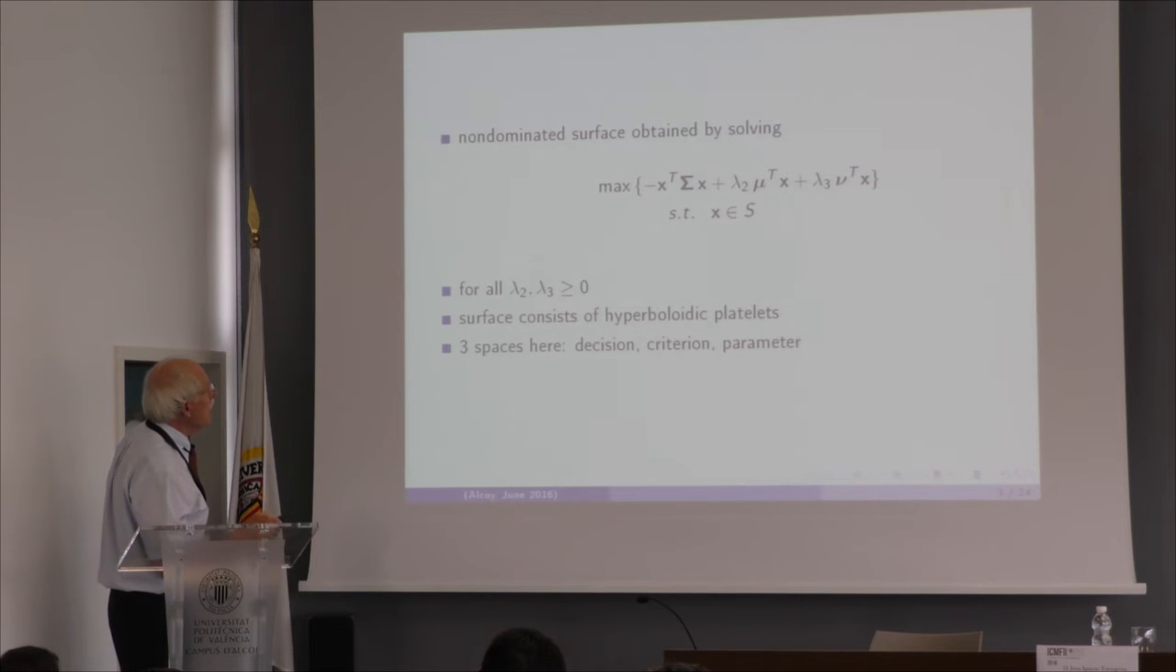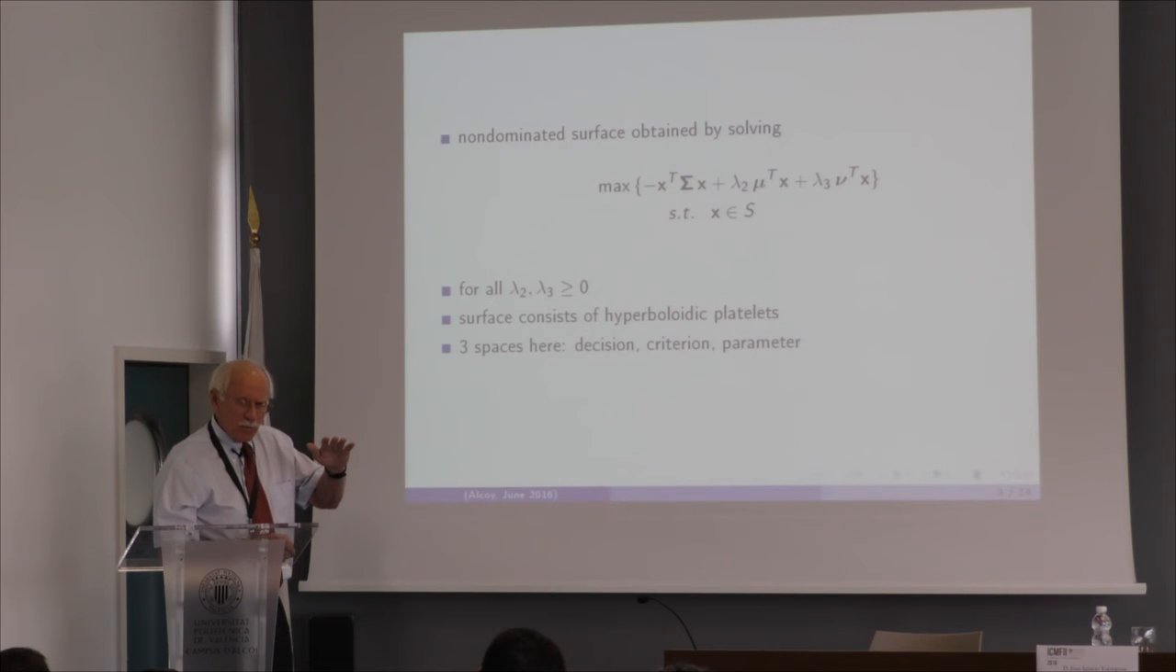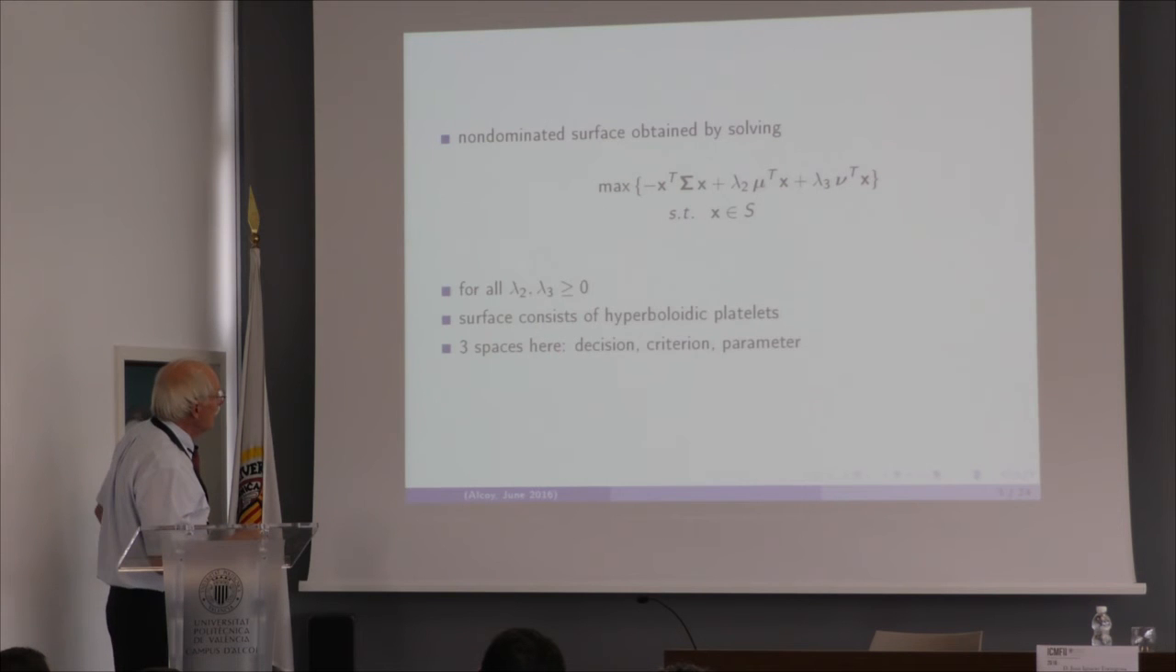Now the surface of this problem consists of hyperboloidic platelets. They're like the back of a turtle. They're plates and they have this hyperboloidic curvature to them. And here it's clear now that in trying to solve this problem, we're going to have to wrestle with three different spaces at the same time. Decision space, of course. Criterion space, of course. And then there's parameter space, the space of these lambda parameters. So I just have to keep that in mind. Okay? So that's the problem.